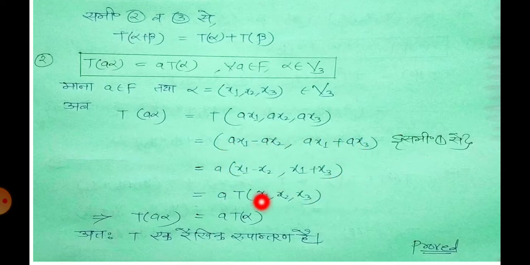We can write this in the form a times T of (x1, x2, x3), and (x1, x2, x3) is the value of alpha. So we got T of a alpha is equal to a T of alpha. We have shown two properties, so we can write that T is a linear transformation. This is proved.